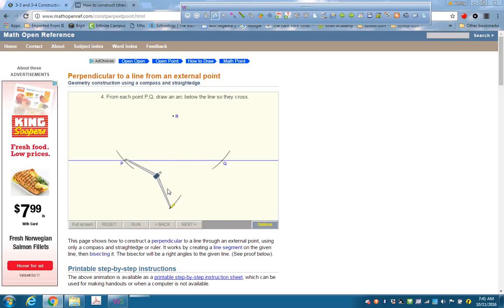So they stretch out their compass more than halfway, and then they make 2 marks below the line. Putting your compass on this point and that point, let's go back. Putting your compass here and here, you stretch it out so that it's about 3/4 of the way across, and then you make 2 hash marks. Now since you already have a point here and a point there, you just connect those 2 points using your ruler, boom, and you've got a perpendicular from a line to a point that is not on the line.